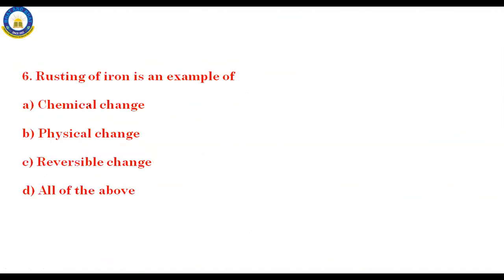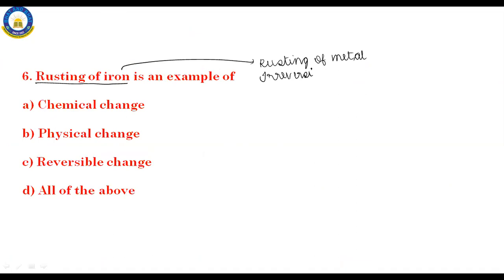So here is the sixth question. Rusting of iron is an example of. So please remember, rusting of iron is something related to the rusting of metal. And one more thing that you have to remember, it is an irreversible process.